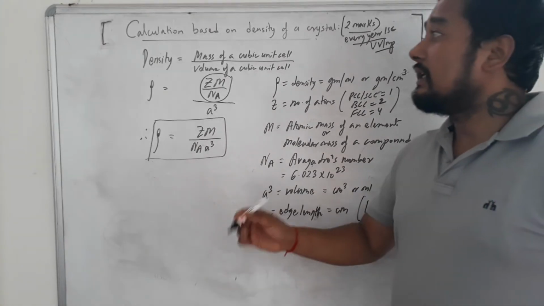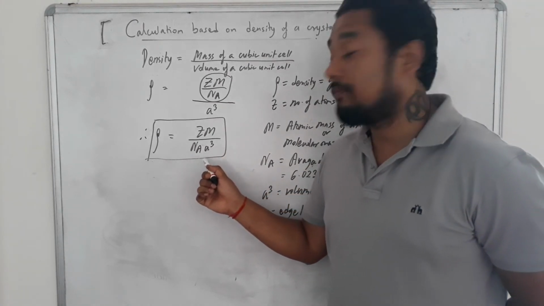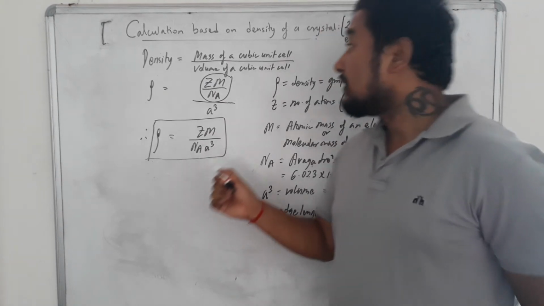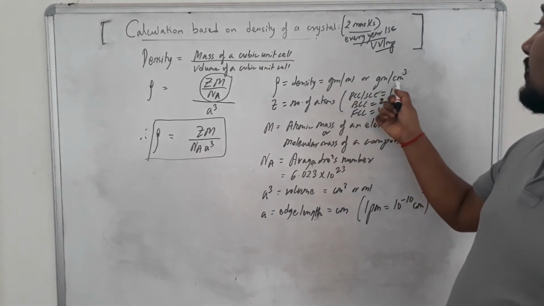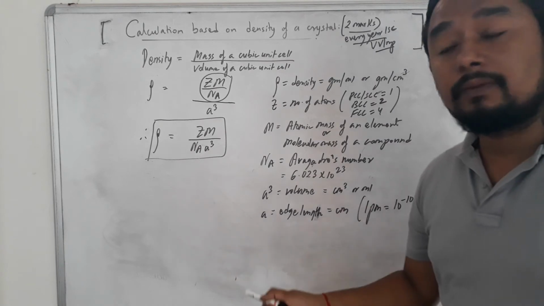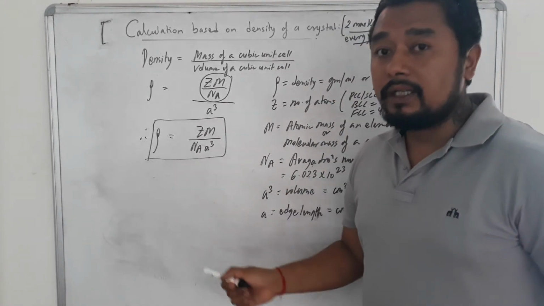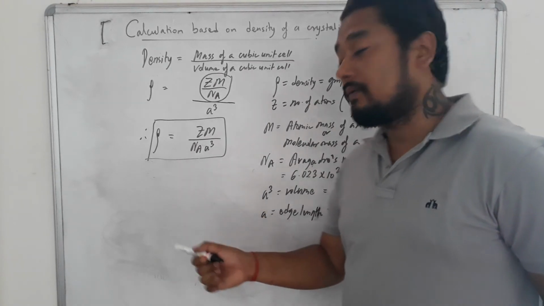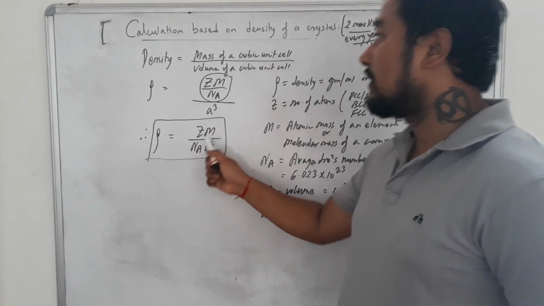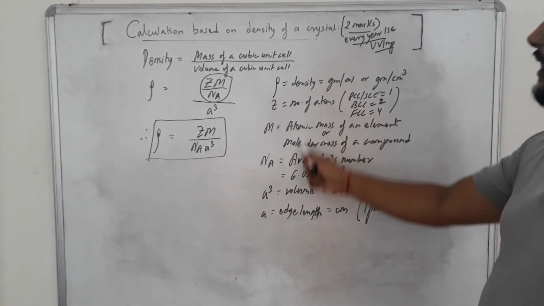So students, in this formula we never put the edge length in picometer. We have to put it mostly in centimeter. Why? Because density unit is in centimeter, so we have to take edge length also in centimeter. If the edge length is given in centimeter, directly put it into this formula. But if it is given in other units, you have to convert to centimeter first, and after you convert, you are eligible to put it in this formula. So this is the formula to calculate density of a crystal, students, and these are the meanings involved.